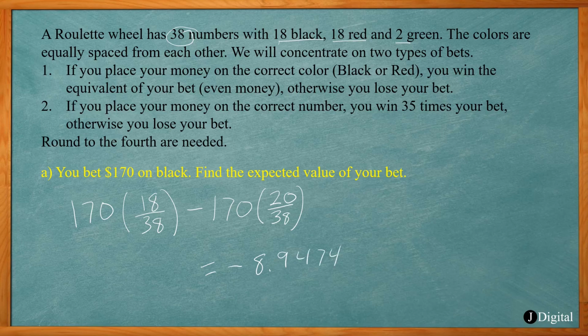that's going to give me negative 8.9474. In our second event, we had to subtract 170 because that's a loss. So when it's going to gain money, it's going to be positive. If we're going to lose money, it needs to be negative. All right, so our answer here is negative 8.9474.